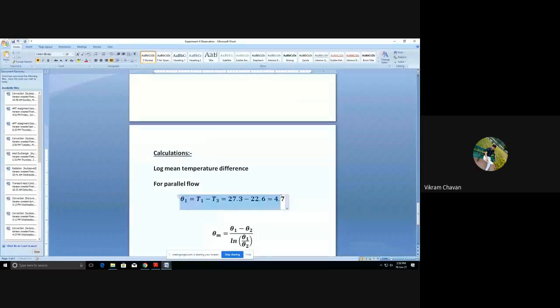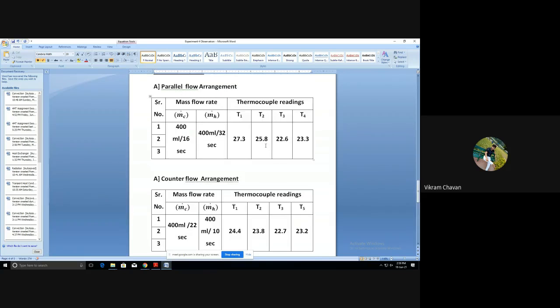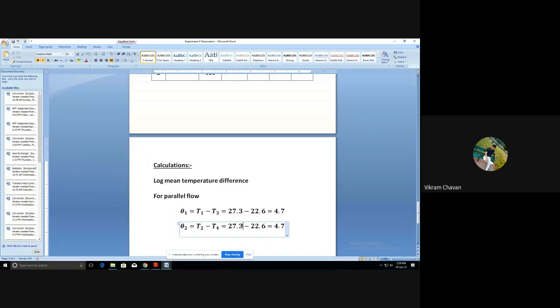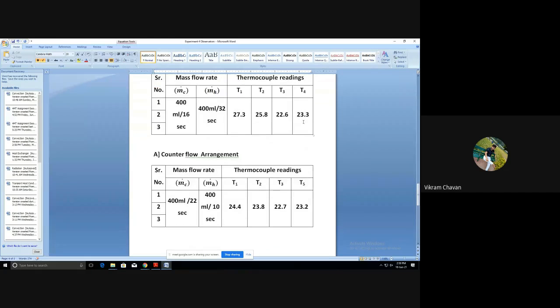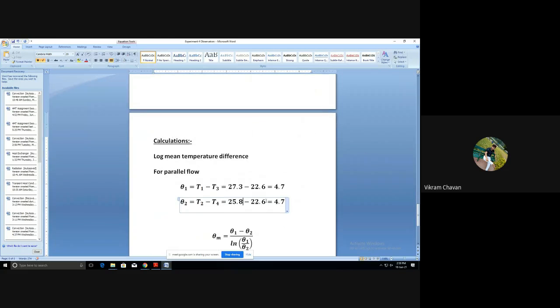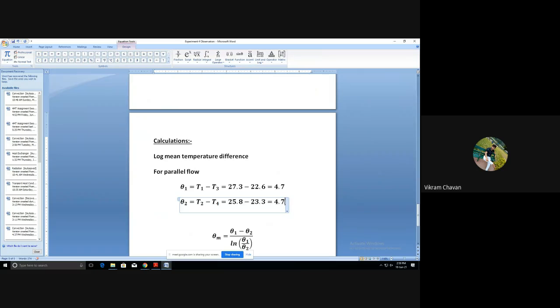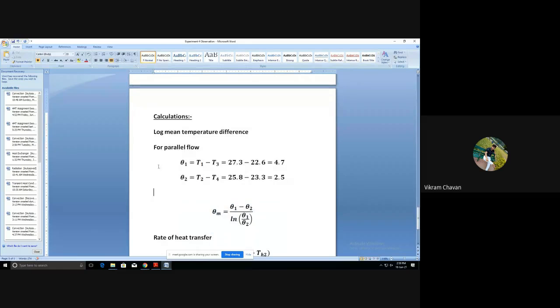In similar fashion, theta 2 is equal to T2 minus T4, which is 25.8 minus 23.3. How much? 2.5. Okay, now we have to check the ratio of theta 1 to theta 2.